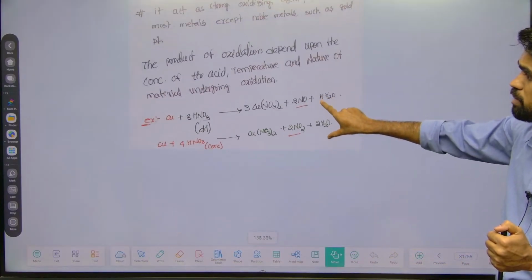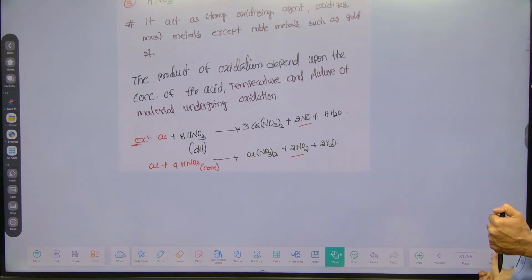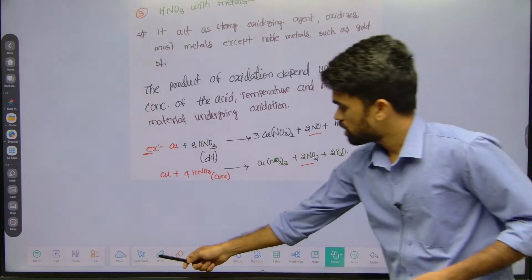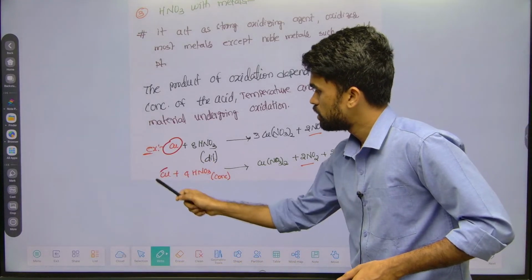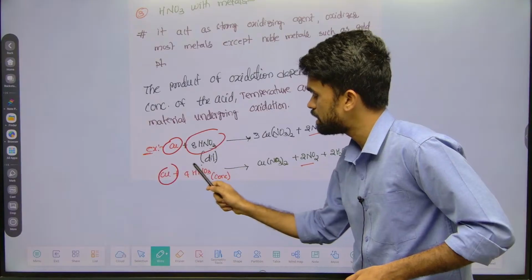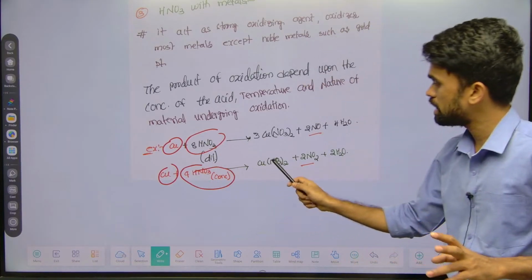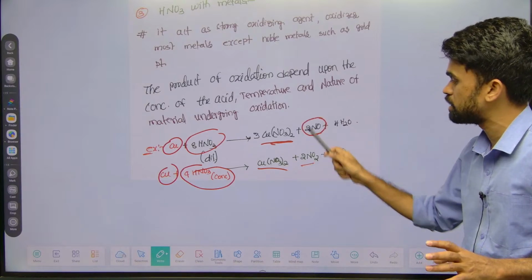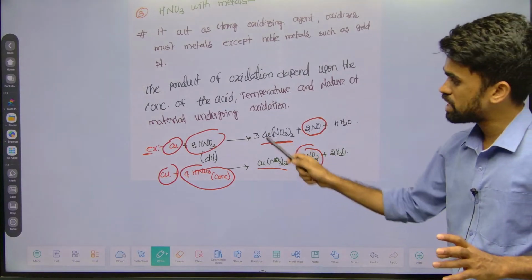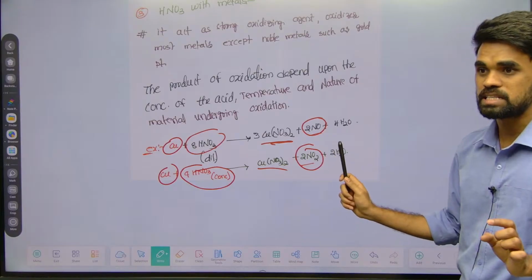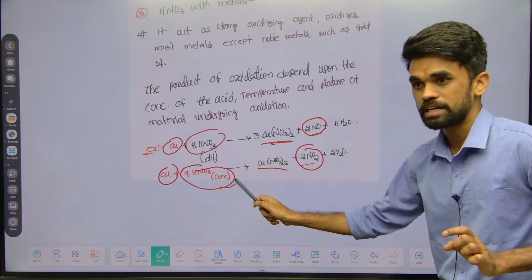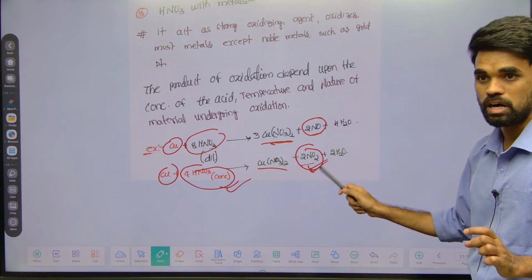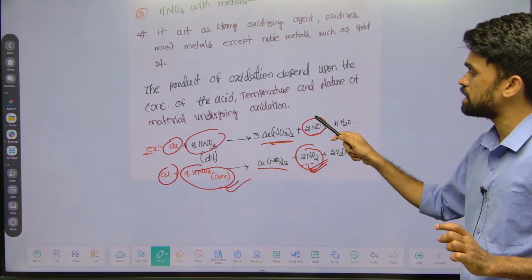Reaction with metals. If you take copper metal and treat it with dilute and with concentrated nitric acid, you will get copper nitrate in both cases, but the gas released is different. In which case is the brown colored gas released? The concentrated case. It will be NO2 in the concentrated case. In the dilute case it is NO.